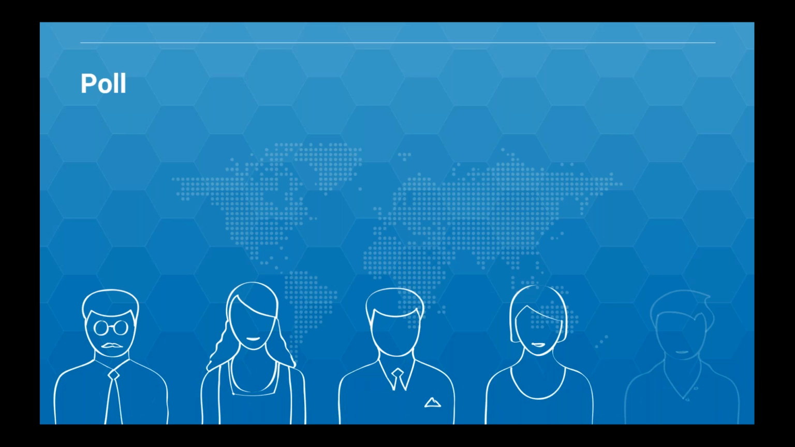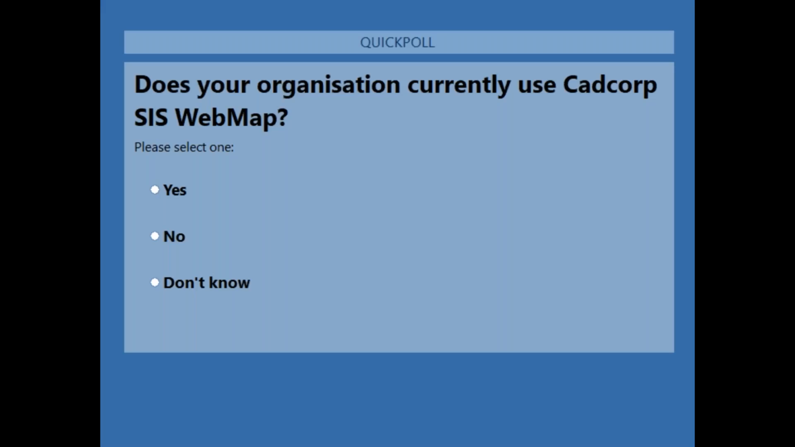So we've got a poll to start, so it'd be great if you could answer the first question. We always think it's good to be interactive with our webinars, and you should see in front of you now, does your organisation currently use CADCORP SIS Web Map? I'll come on to what Web Map is in just a few seconds. For those of you who don't know, many of you might be CADCORP customers and use other CADCORP applications such as CADCORP SIS Desktop or CADCORP SIS Geognosis or other applications. But it'd be really good to see the split of organisations that are using Web Map itself.